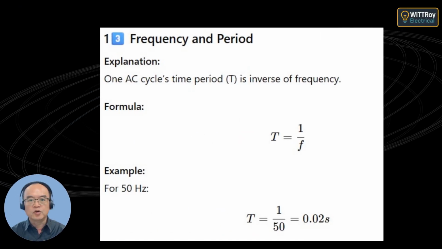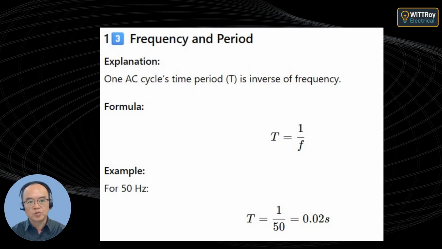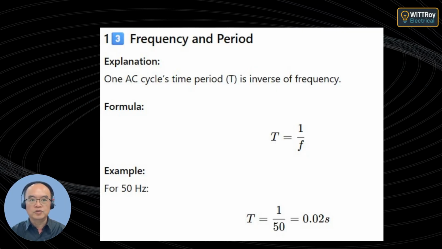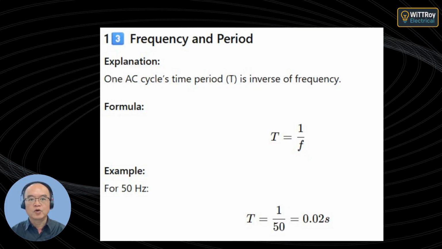AC frequency is how often cycles repeat. The period is 1 divided by frequency. For 50 Hz, the period is 0.02 seconds. That means each cycle repeats 50 times every second.